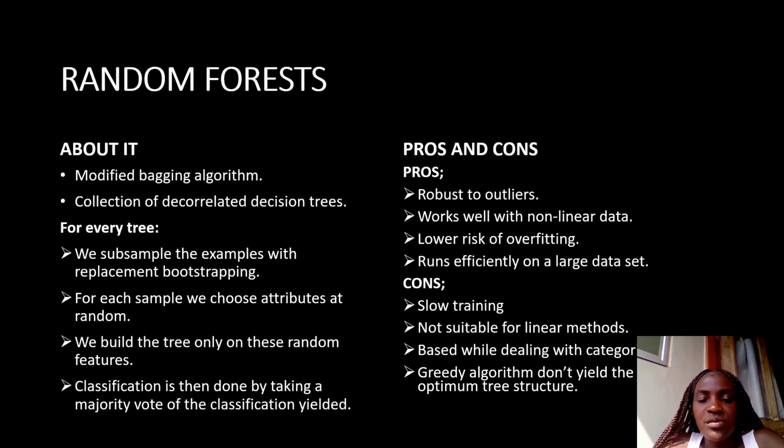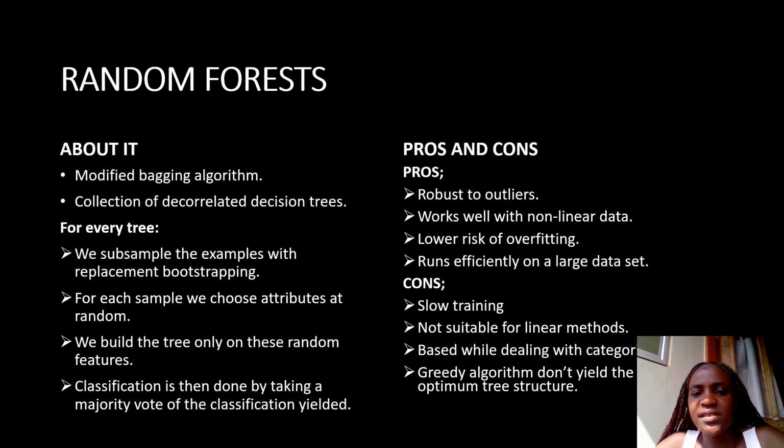So random forests. They are modified bagging algorithms as well as a collection of decorrelated decision trees. For every tree, we subsample the examples with replacement, bootstrapping. Then for each sample, we choose the attributes at random. Then we build the tree only on these random features. Then you classify by taking a majority vote of the classifications yielded.